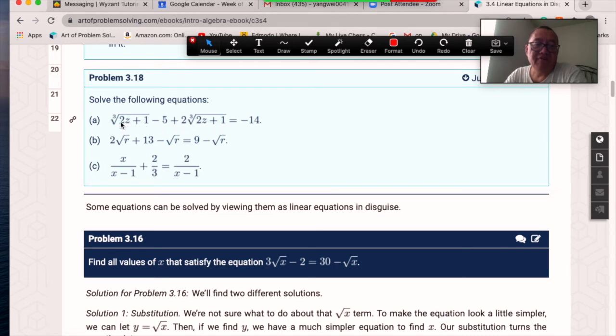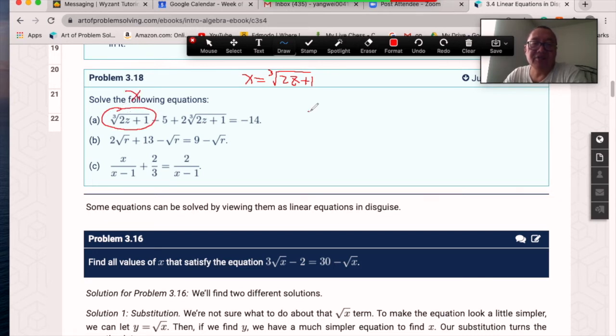You have a variable z, but the variable z is under the cubic root, right? This one looks really hard. But then if you think, let's do a substitution. Let's set x equals the cube root of 2z plus 1. The idea is this. This one's hard, right? Now let's set this one as equal to x.